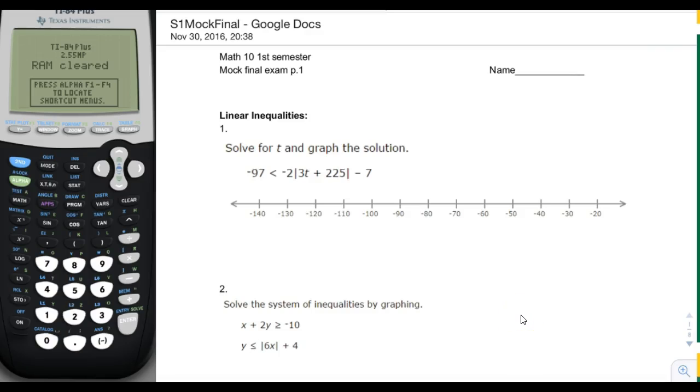This is the mock final exam solution for Math 10 first semester. First page is about linear inequalities. The first problem is like a one-dimensional problem. It's a number line problem.